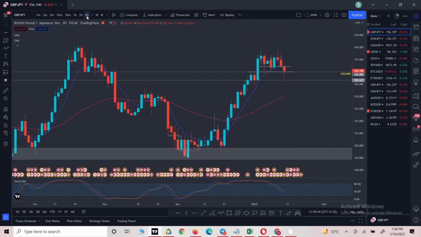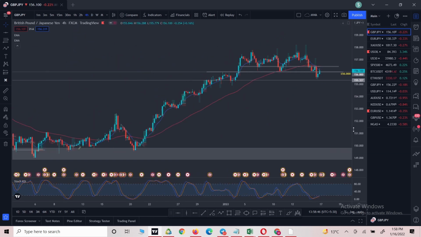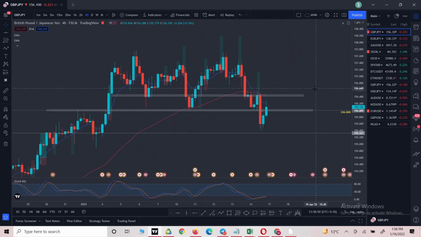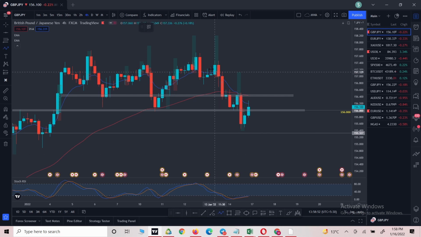So we are bullish, guys. Now let's check what is happening on the 4-hour time frame. Recently, as you can see, the price is making lower lows and lower highs. Starting from here, we have a low, lower high, lower low, lower high, lower low, lower high, lower low, and we might look for a potential lower high. So as we can see, the market is bearish on the 4-hour time frame.